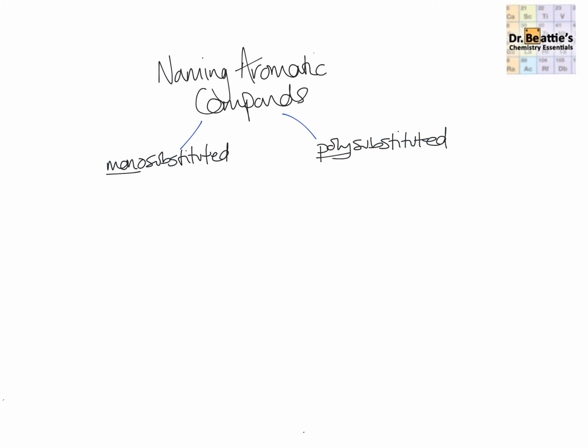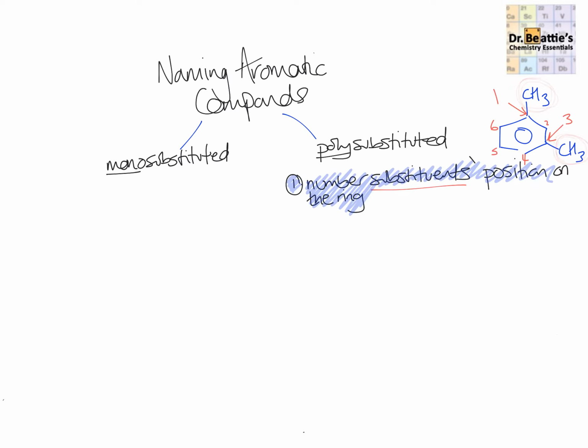So with polysubstituted aromatic compounds, where we've got more than one substituent around the ring, what we need to do is number these substituents. One of these substituents is going to be designated as position 1. In order to decide which substituent is position 1, it's first worth noting that in this example, it didn't matter which one we numbered as position 1 because the substituents are exactly the same. They're both methyl groups. So if I wanted to, I could label this as 1 and this one as 3.